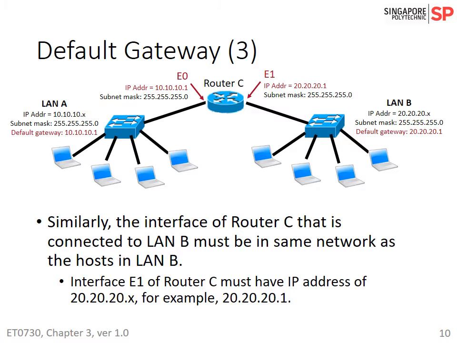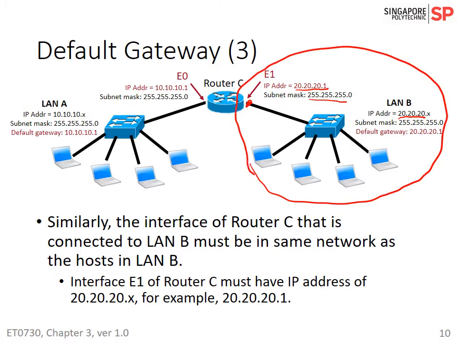So going back to router C, which is connected to LAN A and LAN B. Similarly, the other Ethernet port, Ethernet 1, because it's connected to LAN B and the network address always starts with 20.20.20, I give an IP address 20.20.20.1 to E1, with this subnet mask. And now the IP address of this port is in the same network as all these PCs connected to LAN B.